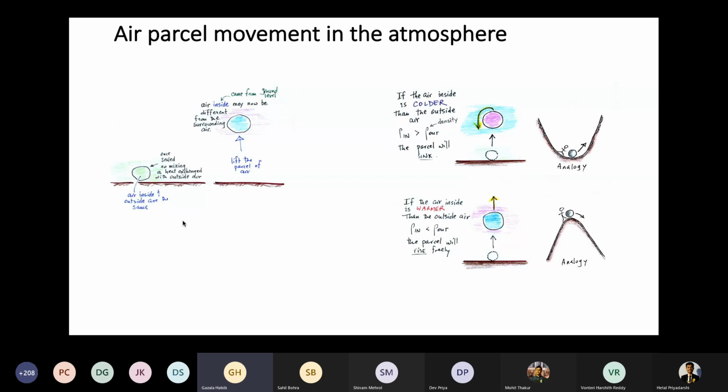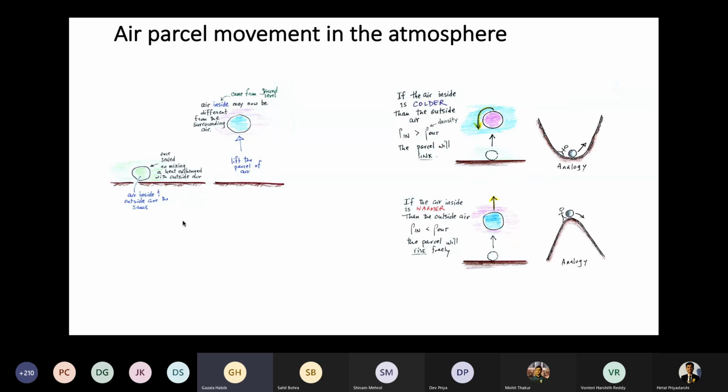It will try to mix with the surrounding air, and it will cool down until the temperature becomes the same, whatever the temperature of the air parcel and surrounding air, then it will not go further up, right? So if this air parcel is cooler than the atmosphere, then it will not go up, because the cooler air parcel will be heavier in weight. It will try to subside.